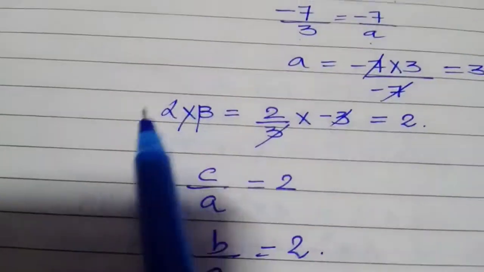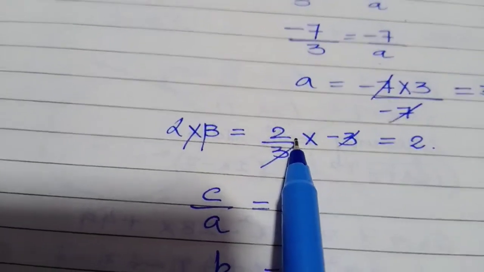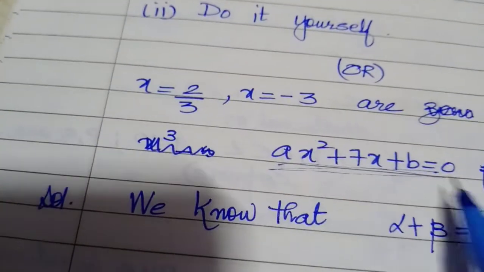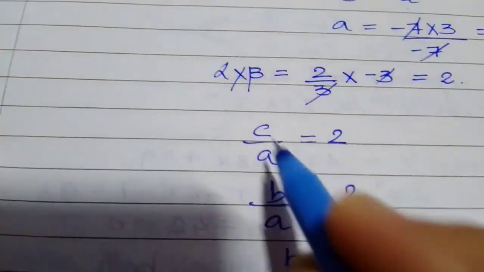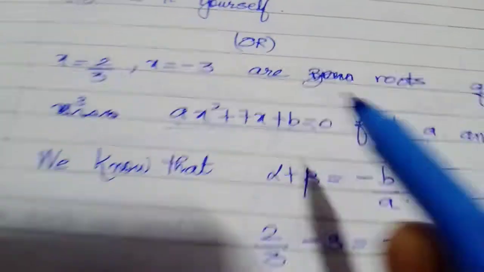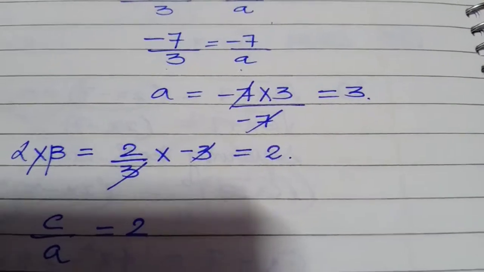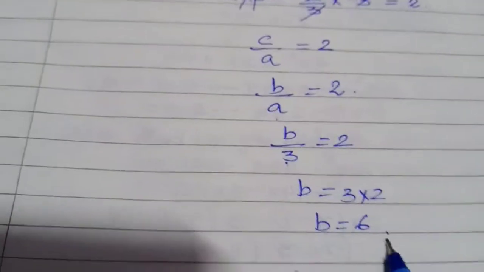And we know that alpha into beta is equals to c by a. Alpha into beta. So इन दोनों को multiply करो. C is b and this is a. So C के जगह पे B है, यहाँ पर B है. B by A is equals to 2. B by A, just now we have found out A is equals to 3. And we got B is equals to 6.